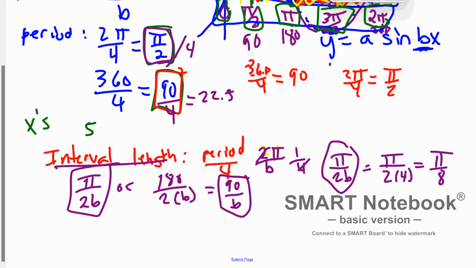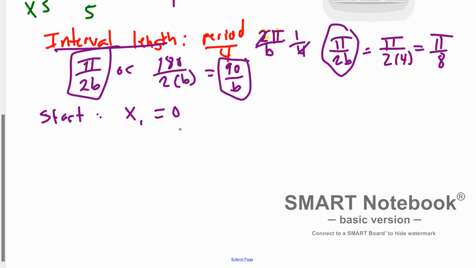Now I know how long I go for, and I know the distance between my x's. Then we need to start. Where do we normally start sine? Our first x is always at 0 for sine and cosine. We always start at 0, and now I'm just going to add this interval length, which ours is pi eighths, or 22.5 if we're in degrees.